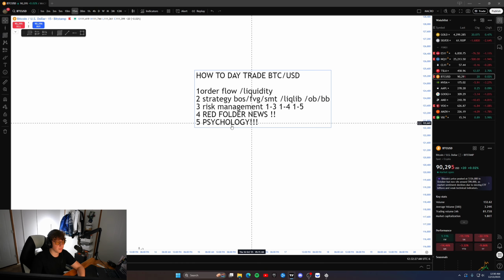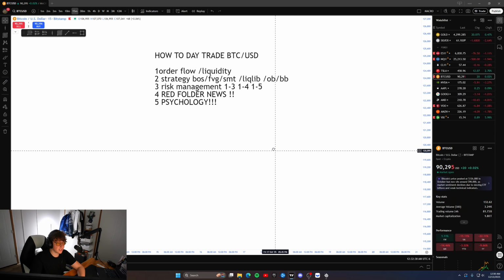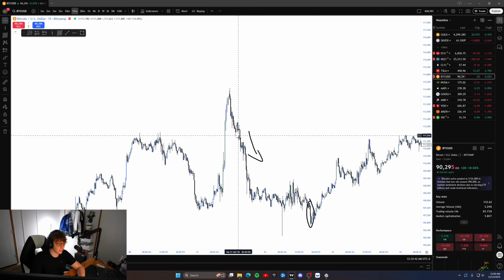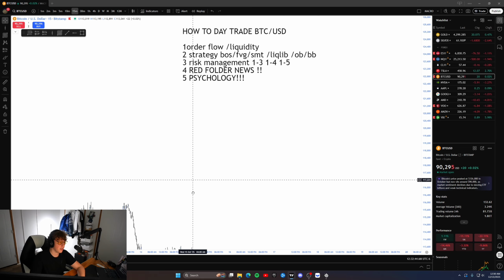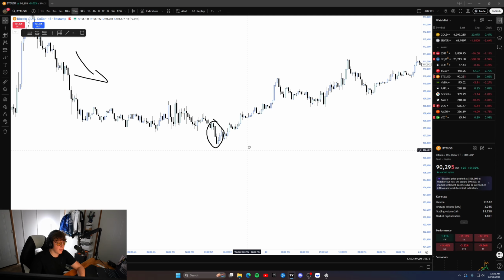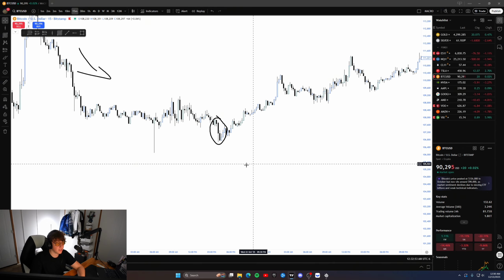So number 2, strategy. We're going to identify strategies here as breaker structure, fair value gap, SMTs, equilib, order block, and breaker block. That is kind of a lot to take in. Essentially, a breaker structure is basically the trend changing. It's basically this right here, what we just identified. Fair value gap is what we're about to talk about. Fair value gap is a sequence of candles, typically identified in 3 candlesticks moving in a way.